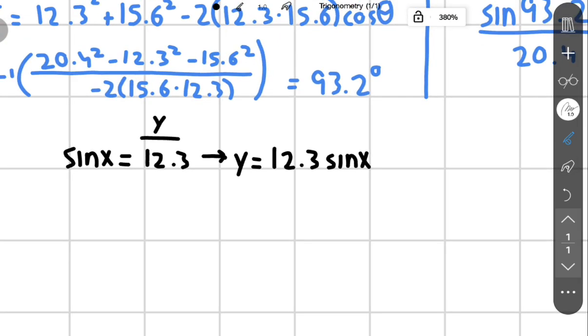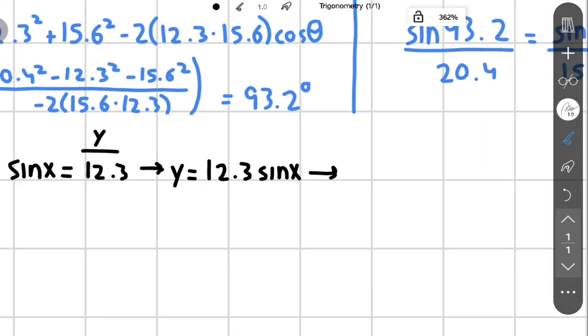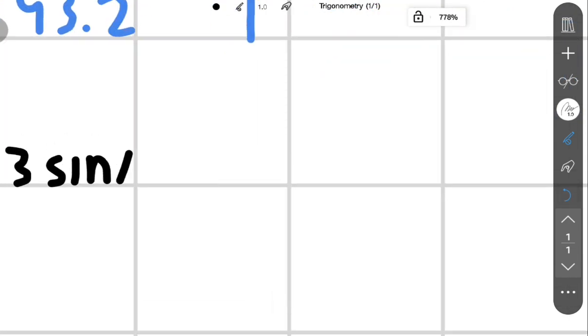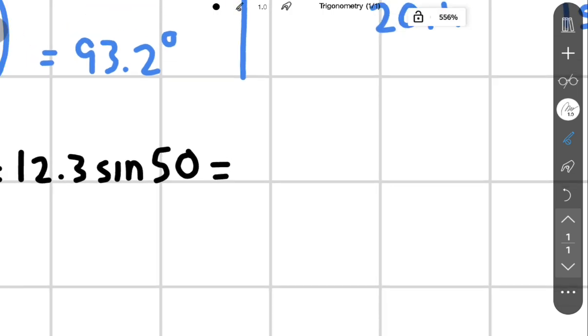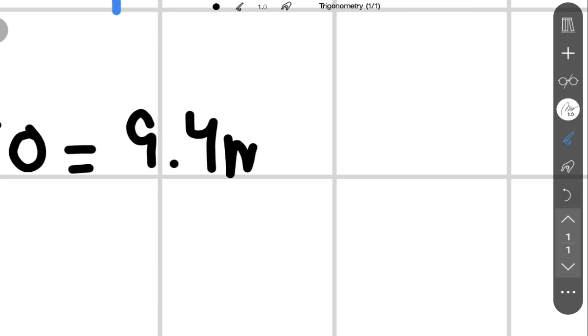And we already have the value of x, so let's just calculate this in the end. Let me just say that x is equal to 50 approximately. So once you put this in the calculator, 12.3 times sine 50, you're going to get 9.4. So y is nearly 9.4 meters.